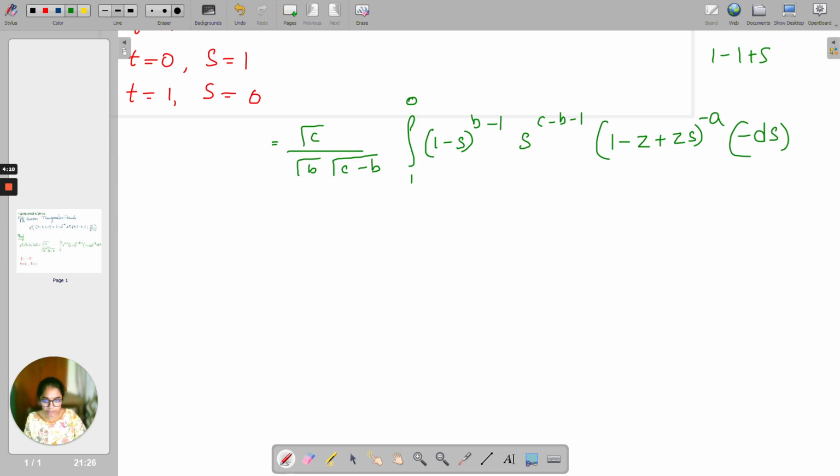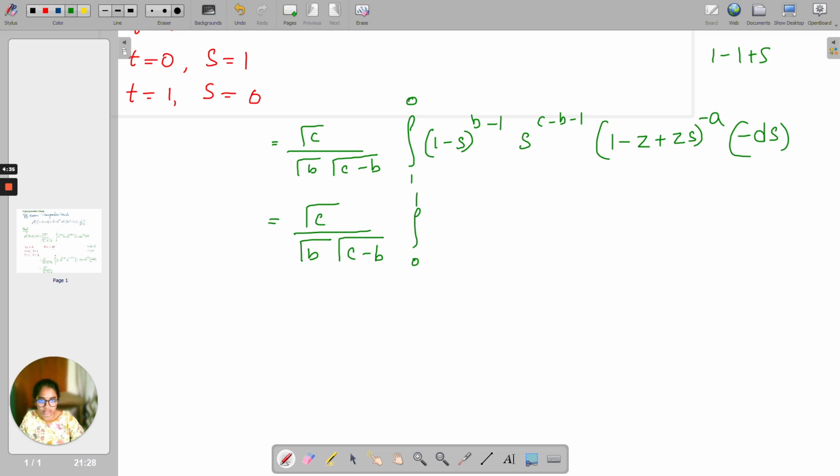So what next? Let me write it as it is. The gamma part remains the same, gamma c minus b. Now let me write this s to the power c minus b minus 1 first. I can write the limits as 0 to 1. Why? If I change the integral from 1 to 0, I would get a minus here, and we have a minus over here too, so minus into minus would become plus.